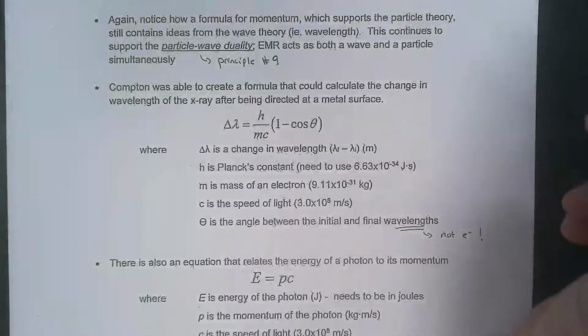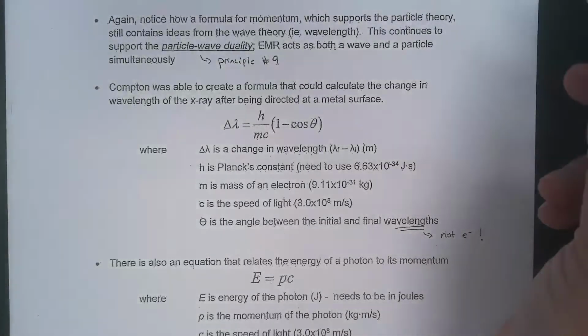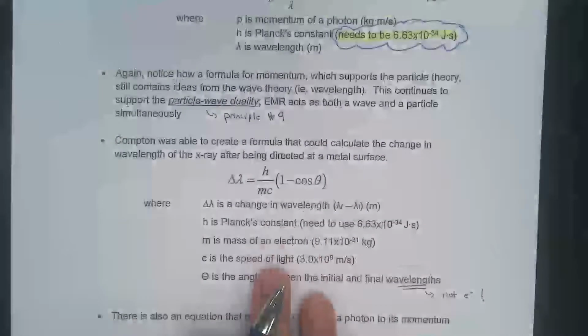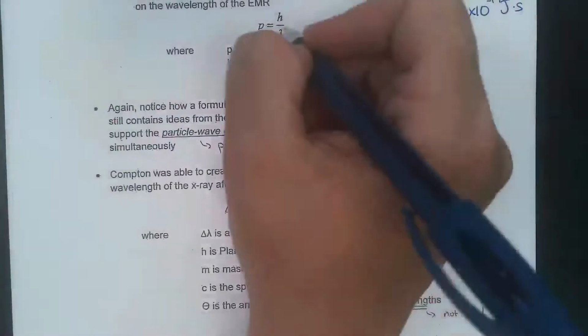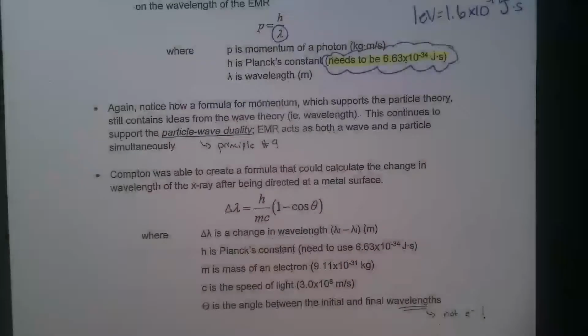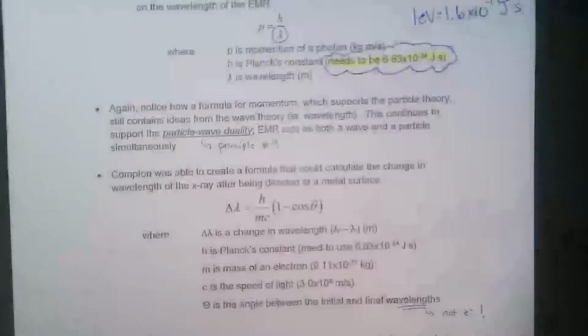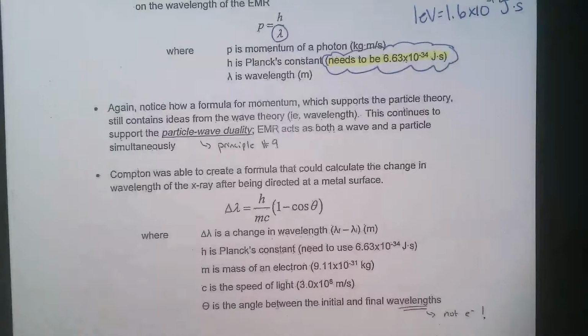So if we look at the formula for momentum, we notice that it supports the particle theory. It still has the idea of wavelength, and that's supported here by this wavelength piece. And so this continues to support the wave-particle duality theory. EMR acts as both a wave and a particle simultaneously.